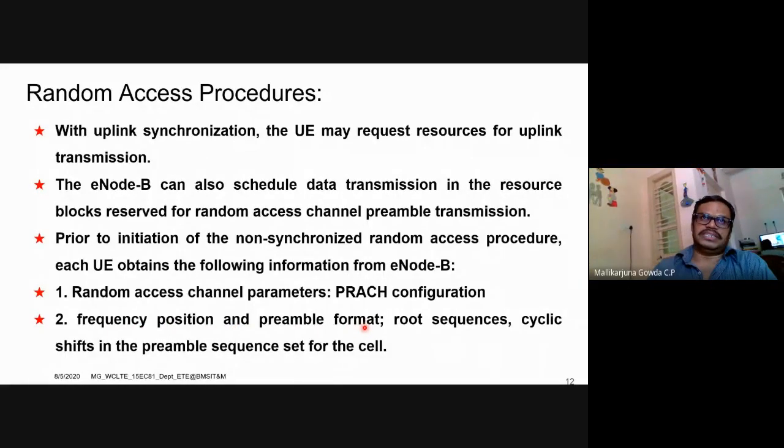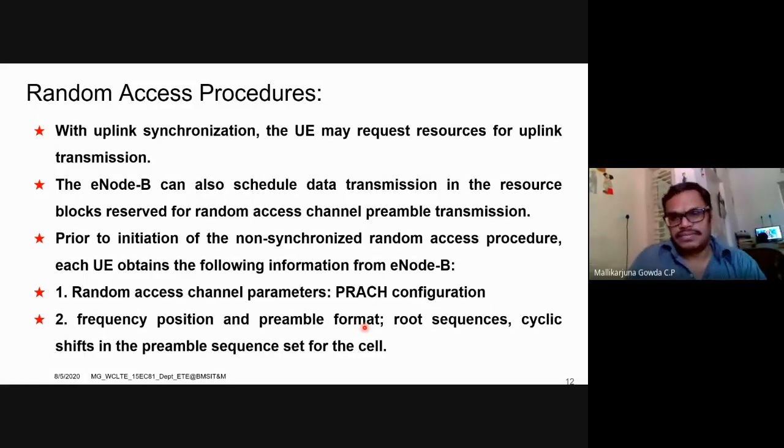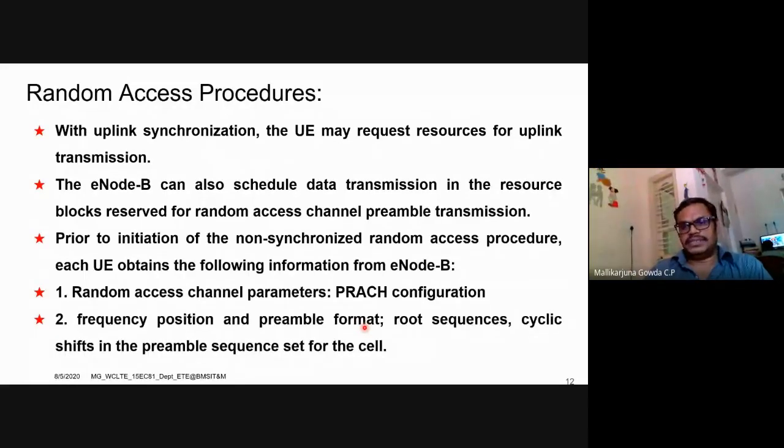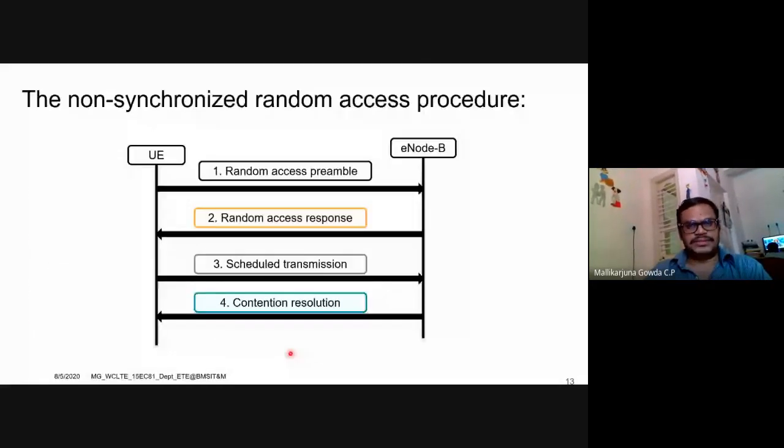I said for PRACH or RACH, there are five different formats, that is format 0, format 1, format 2, format 3, and format 4, which I discussed in the previous week, for determining the root sequences as well as the cyclic shifts in the preamble sequence, which are set for the cell. That is the M sequence, what I mean to say here.